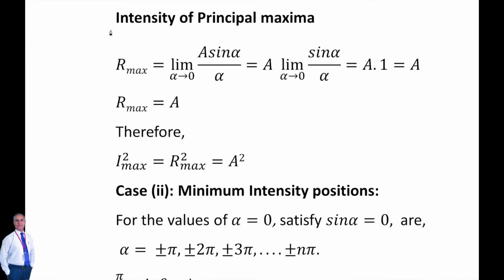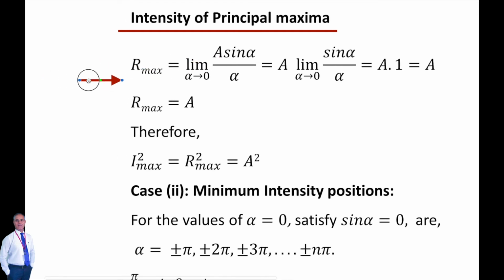Therefore, the amplitude of the principal maxima can be written as R max is equal to limit alpha tends to 0 of A sine of alpha upon alpha, that is equal to A into limit alpha tends to 0 of sine of alpha upon alpha. Therefore, this term is nothing but equal to 1. So A into 1, we got R max is equal to capital A. Therefore, the intensity equation we can write I max is equal to R max square is equal to A square. So this is equation number 6.